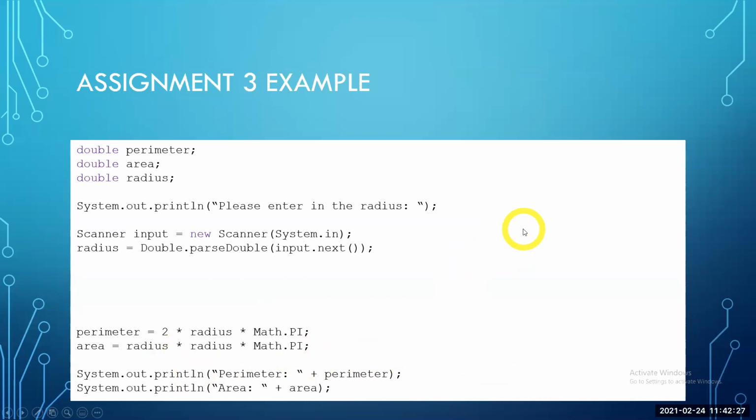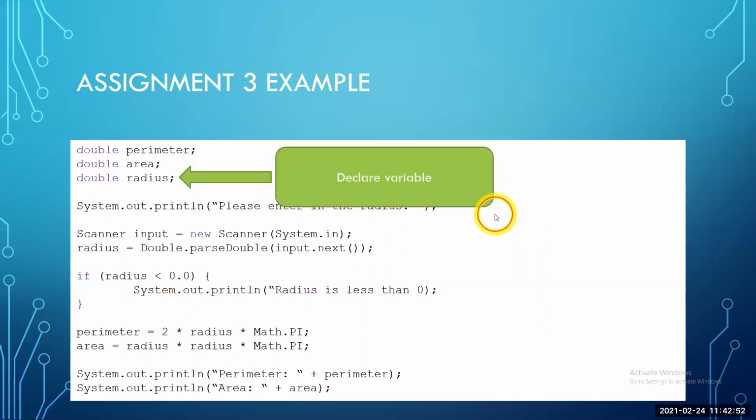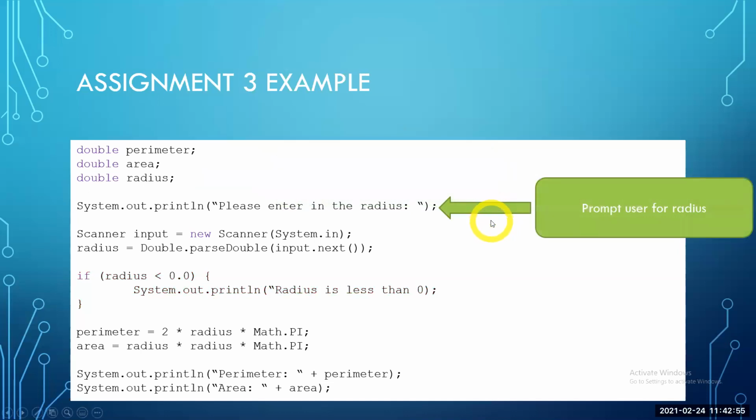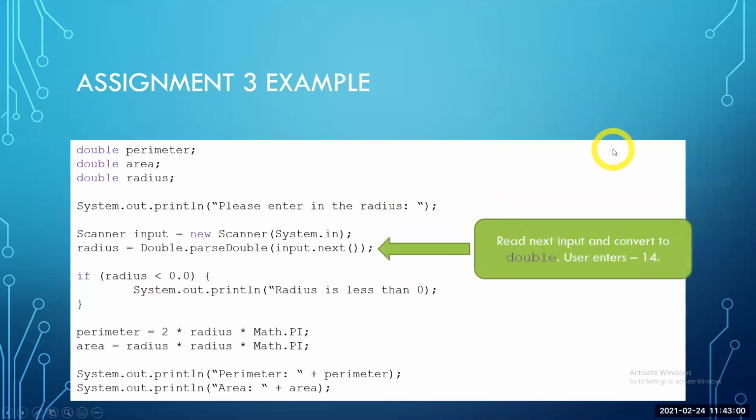Right? But we want to check if the user enters in something less than 0. You can't have a radius less than 0. So if radius is less than 0.0, System.out.println, radius is less than 0.0. Right? You can't do that. So the first couple lines, we're declaring our variables. Then we're prompting the user for the radius. We create our scanner object, read the next int or the next double.